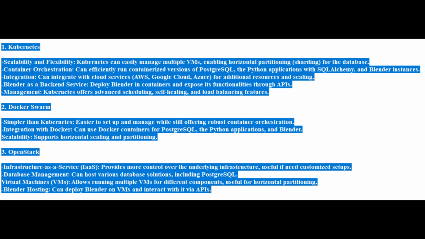3. OpenStack. Infrastructure as a service. IaaS provides more control over the underlying infrastructure, useful if you need customized setups. Database management: can host various database solutions, including PostgreSQL. Virtual machines, VMs: allows running multiple VMs for different components, useful for horizontal partitioning. Blender hosting: can deploy Blender on VMs and interact with it via APIs.